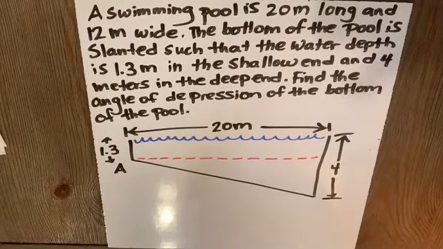A swimming pool is 20 meters long and 12 meters wide. The bottom of the pool is slanted such that the water depth is 1.3 meters in the shallow end and 4 meters in the deepest end. Find the angle of depression of the bottom of the pool.